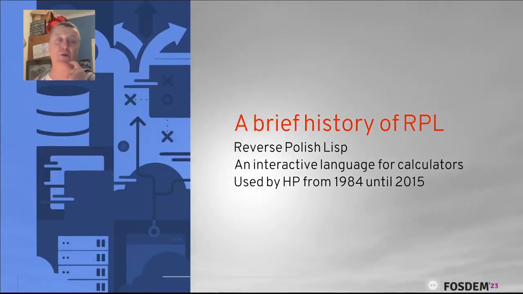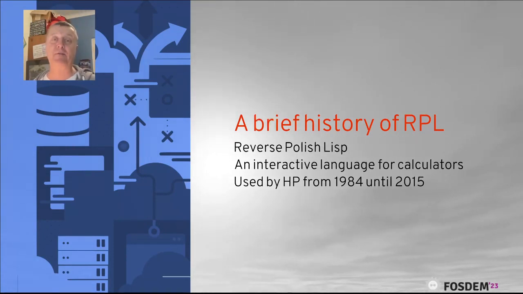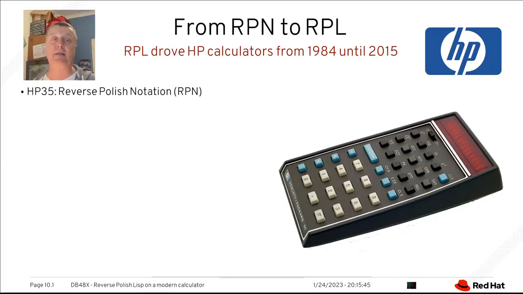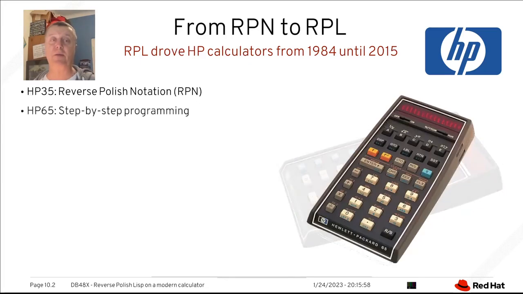Now, let me give you a very brief history of RPL. Again, RPL stands for Reverse Polish Lisp, and it's an interactive language for calculators that has been used by Hewlett-Packard from 1984 until 2015. RPL has an ancestry called RPN, Reverse Polish Notation. This started with the HP35 scientific calculator that introduced this system, which saves keystrokes and is very similar to the way you think about the computations you're doing.